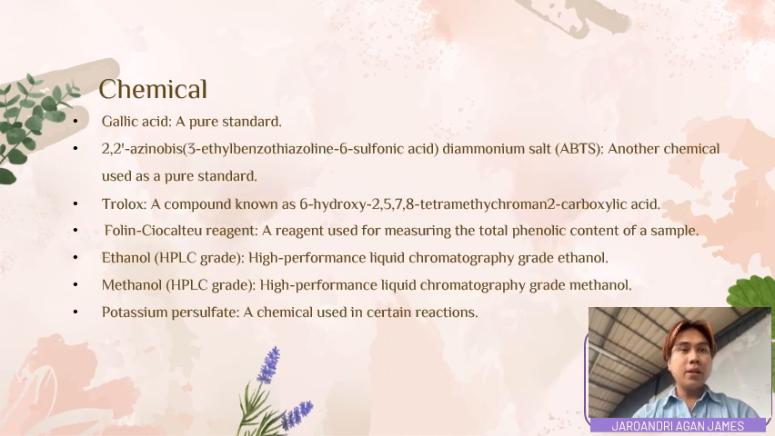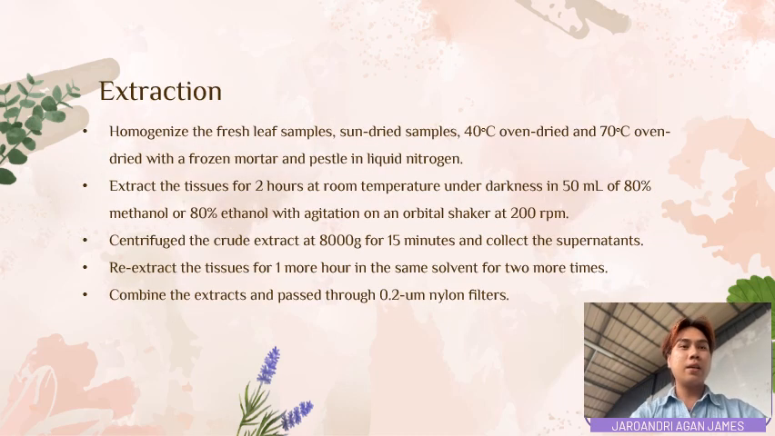For chemical, this is the chemical that we are going to use in this experiment. For extraction, homogenize the fresh leaf samples, sun-dried samples, 40 degrees Celsius oven-dried and 70 degrees Celsius oven-dried with a frozen mortar and pestle in liquid nitrogen. Then extract the tissue for 2 hours at room temperature under darkness in 50 ml of 80% methanol or 80% ethanol with agitation on an orbital shaker at 200 rpm.